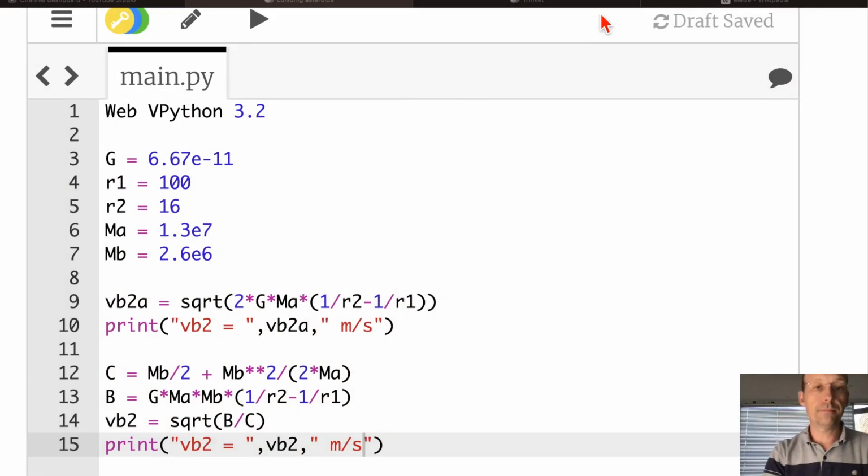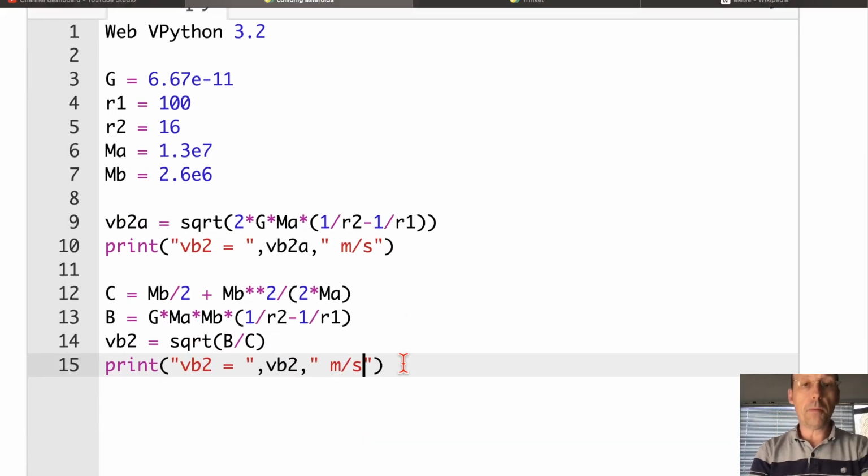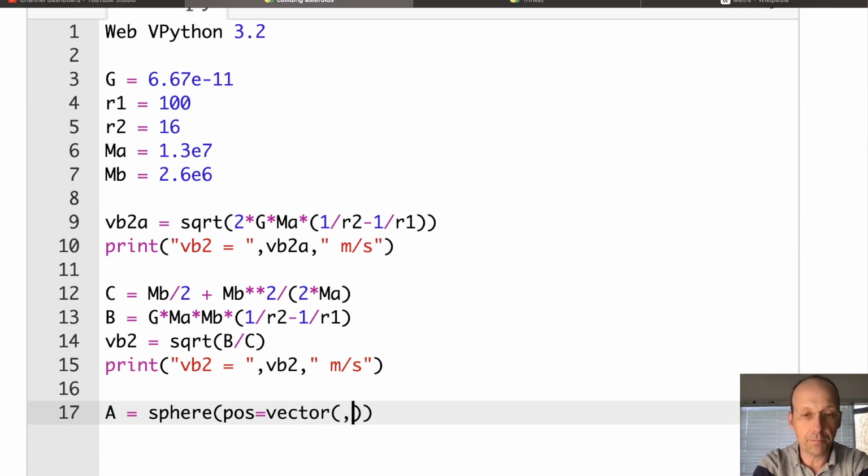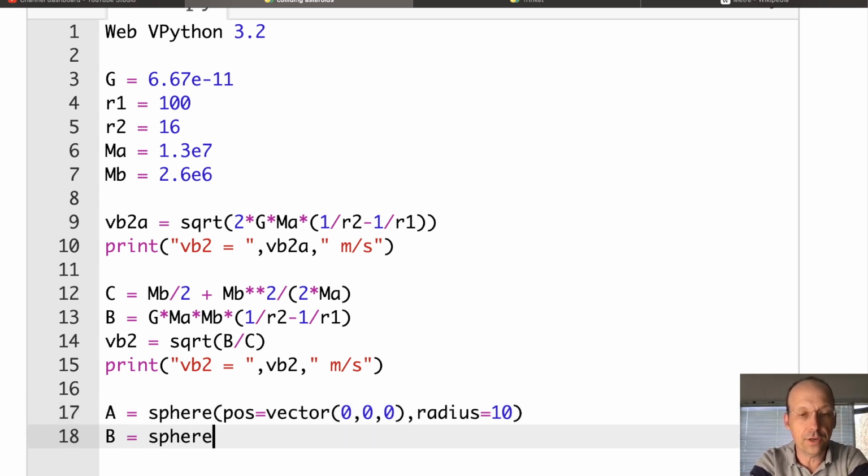Back to the computer. So I'm first going to make my masses, my asteroids. I'm going to call them A and B. A is just a sphere. It's going to be at the origin. I have to pick that. So I'm using WebVPython, and it has these built-in three-dimensional objects like the sphere, which is super nice. And I said this one had a radius of 10, and that's fine. We don't need to. I'm going to leave it as grayish asteroid. It's fine. And then B is going to be a sphere.